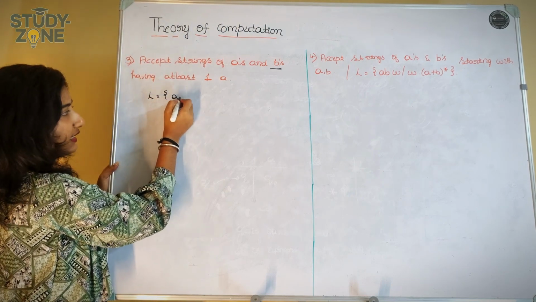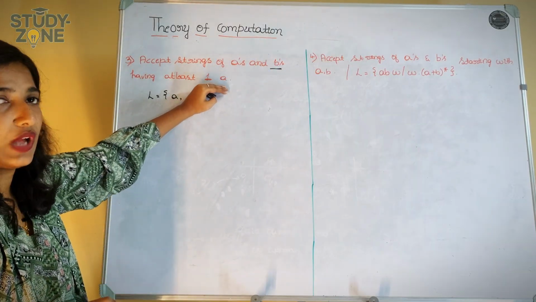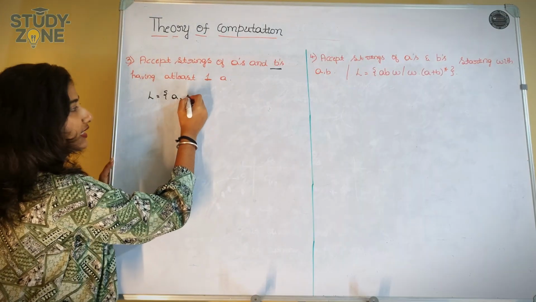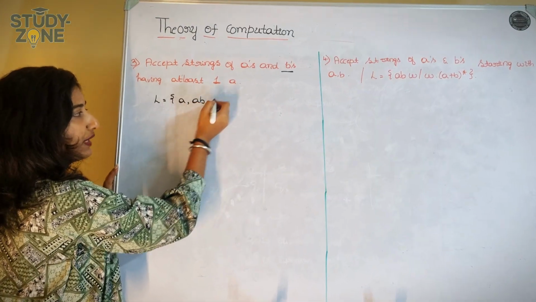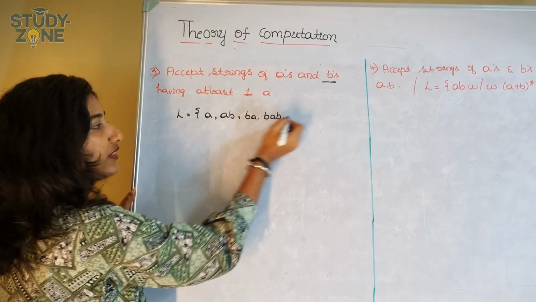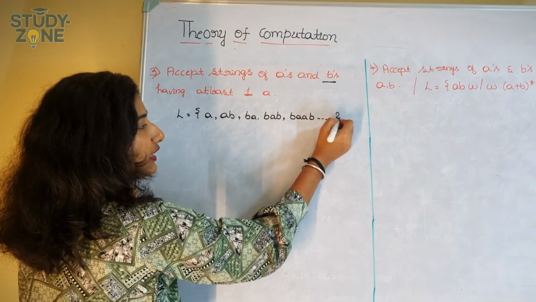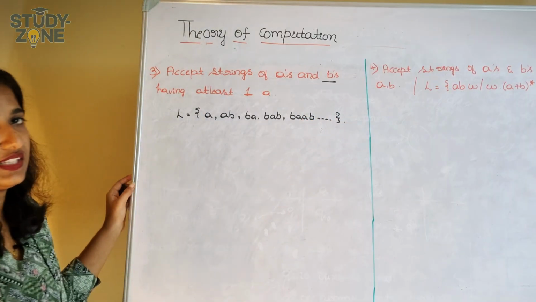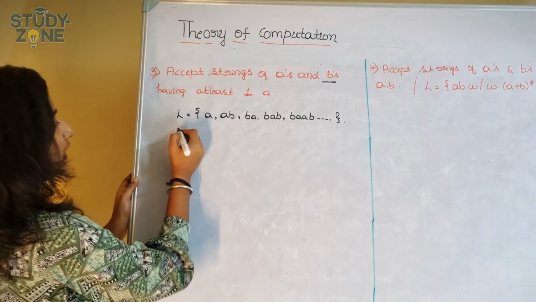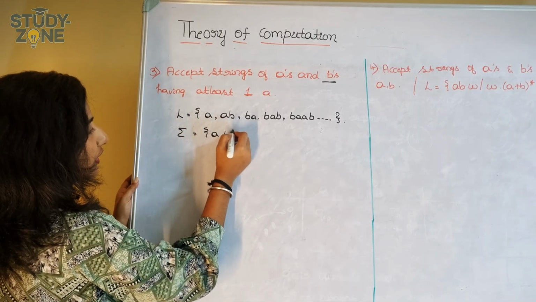So it can be like this. It is not compulsory to have B, but it is compulsory to have A, correct? So we can write it like A, AB, BA, BAB and BAAB also, right? At least one A. It can be any number of A's at most, correct? So here we have sigma as A comma B, both, correct?